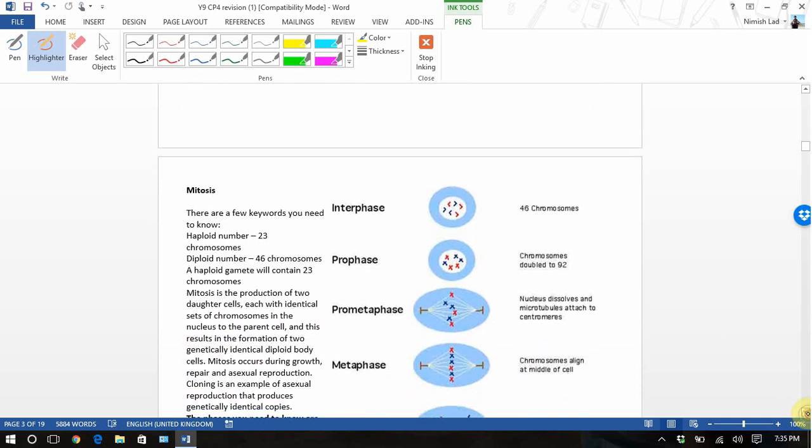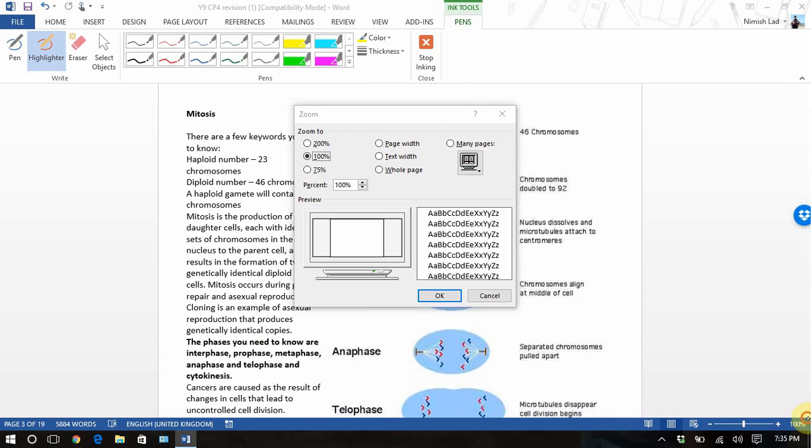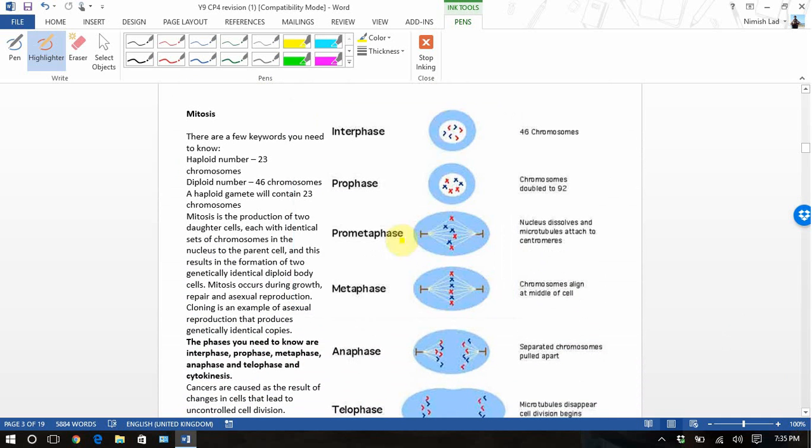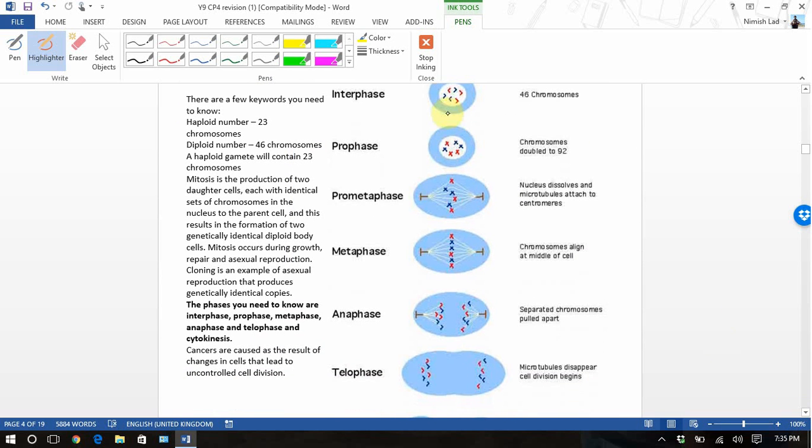While we're on the process of growth, it's a good time to talk about mitosis. There are a few key words you need to know about mitosis. The haploid number of chromosomes is 23 chromosomes. A diploid number is 46 chromosomes. A haploid gamete will therefore contain 23 chromosomes.